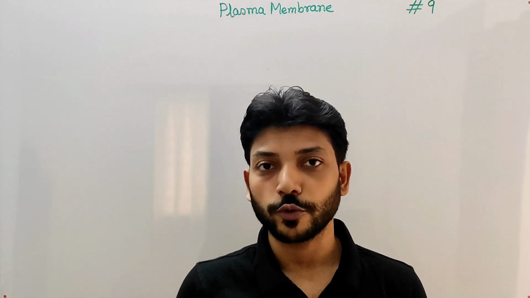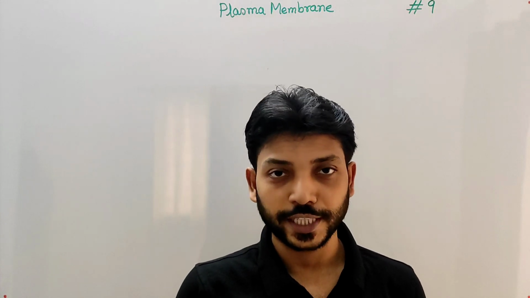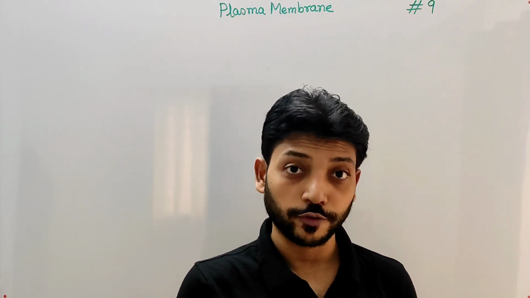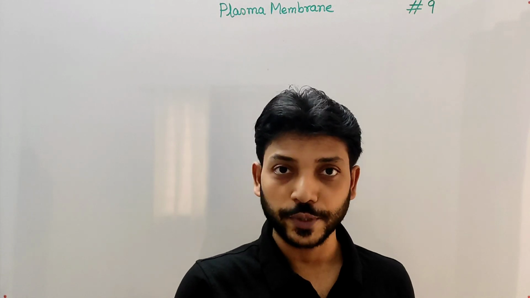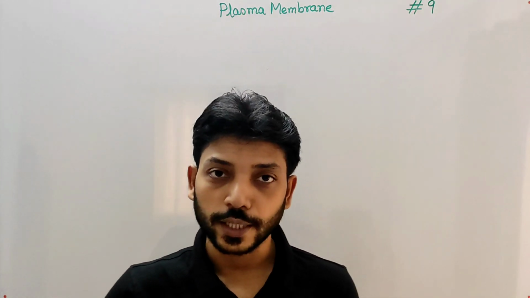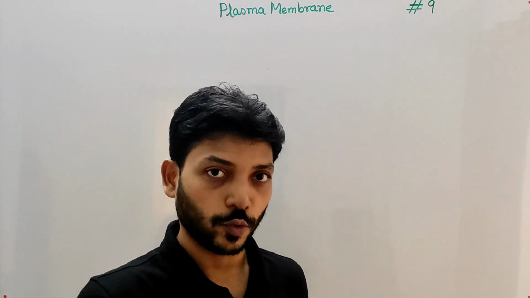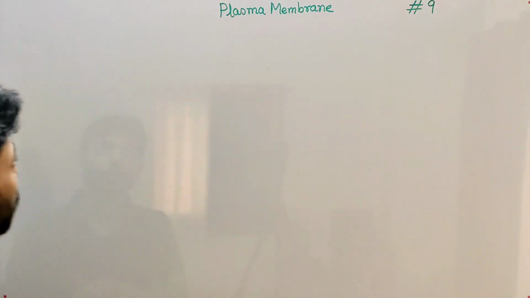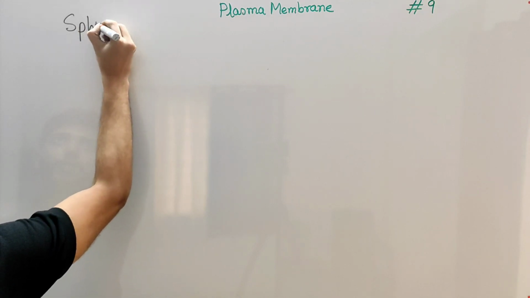Welcome everyone. Today we are going to learn about sphingolipids in more details. In my previous video I have mentioned that there are three major categories of lipids present in the plasma membrane. The first is phosphoglycerides, second is sphingolipids, and third is cholesterol. In my previous video I discussed phosphoglycerides in more details. So today we are going to learn about sphingolipids. Today's topic is sphingolipids.